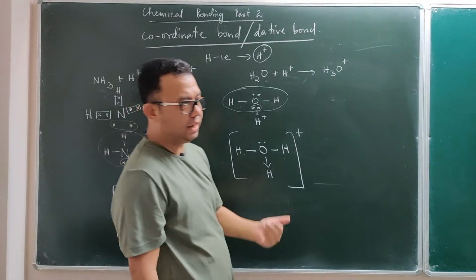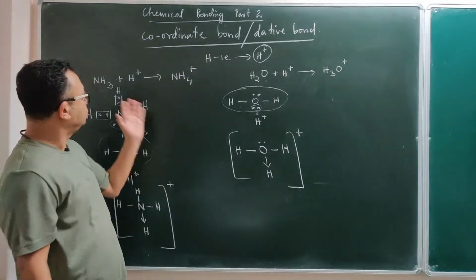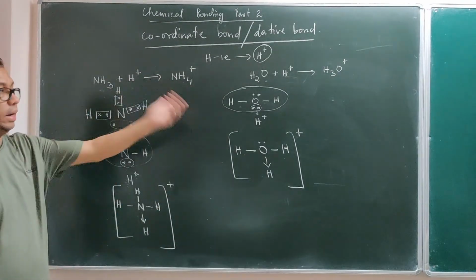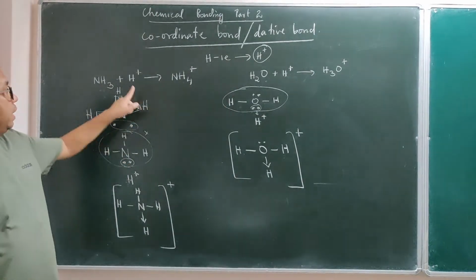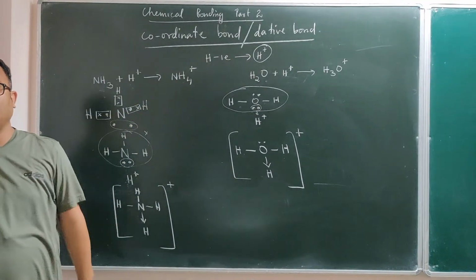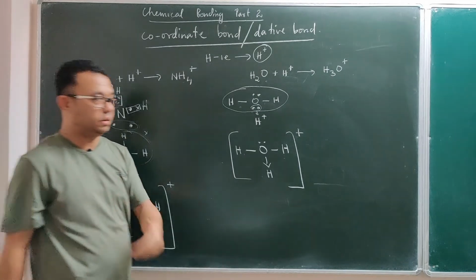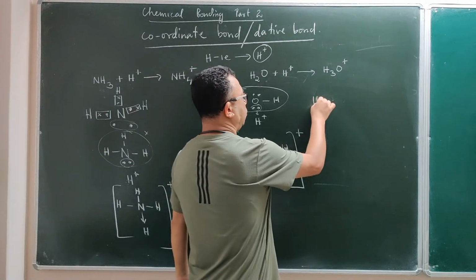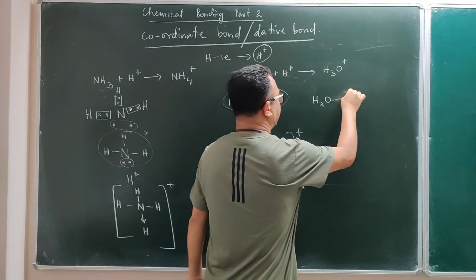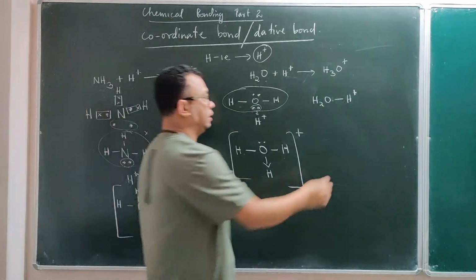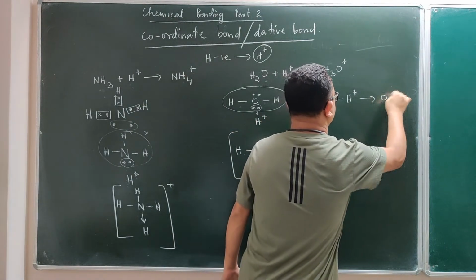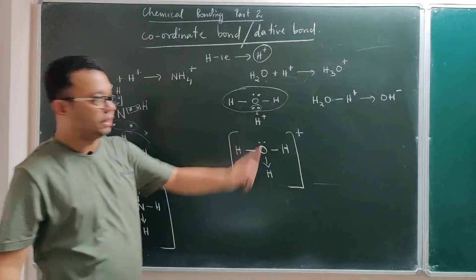Okay, now see, OH minus ion formation is exactly opposite to the formation of these two ions. So formation of ammonium ion and hydronium ion, you add H plus. Now in formation of OH minus it is just the opposite. Now let us see what that is. In water, if you can remove H plus from water, then you will get OH minus. We call that the hydroxyl ion.